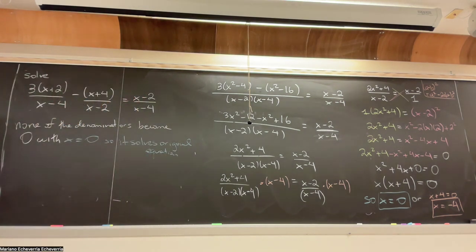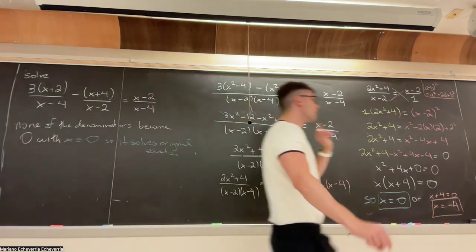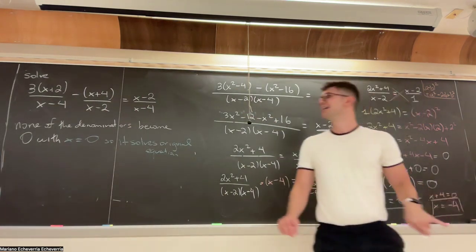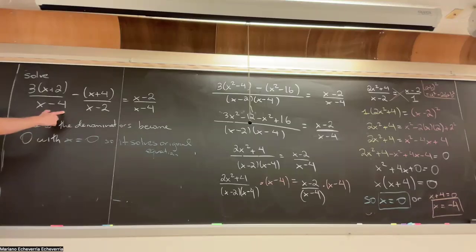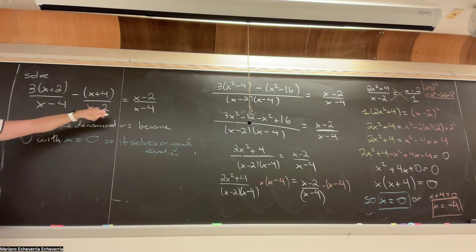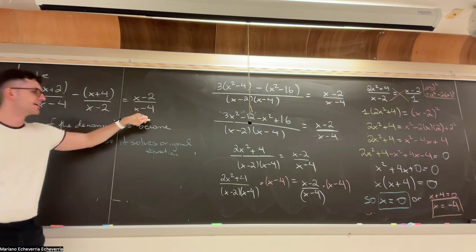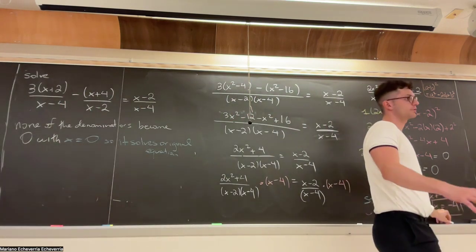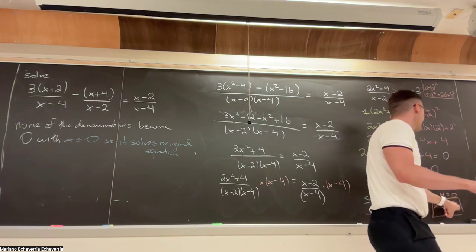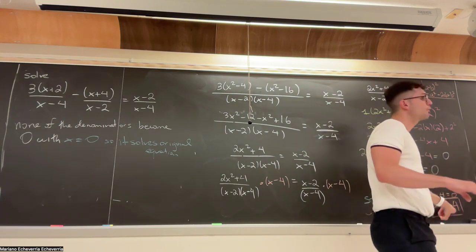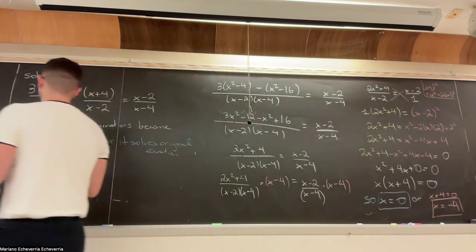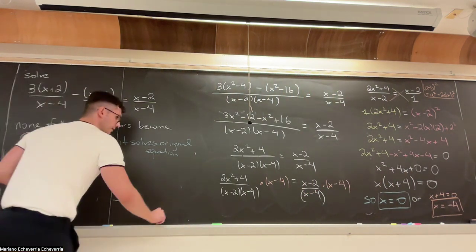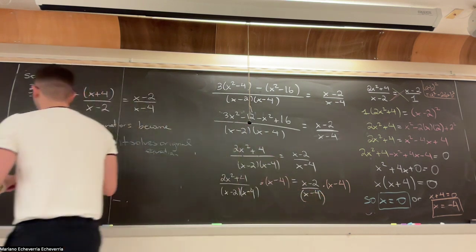And what about the second? For example, if this had been 4, then we would have had an issue because 4 minus 4 is 0, right? But negative 4 minus 4 is negative 8, so that's fine. And then negative 4 minus 2 is negative 6, and negative 4 minus 4 is negative 8. Because it was with the minus and not a plus, we were safe. If this had been a 4, then we would have had problems. So none of the denominators become 0.